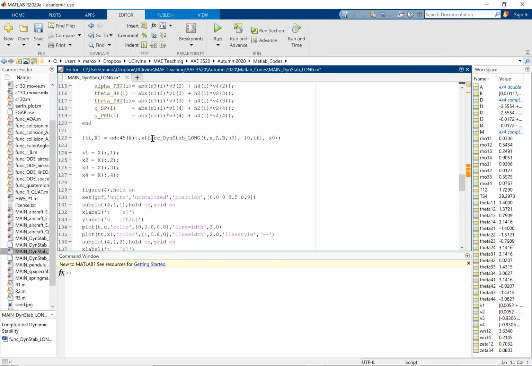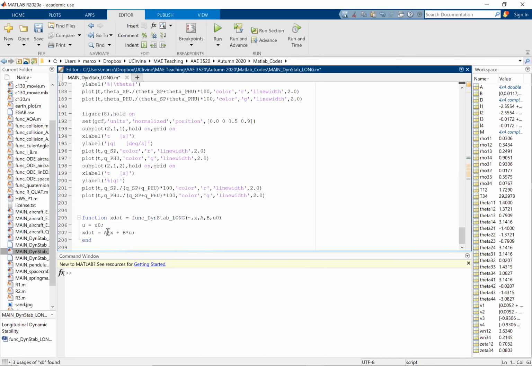So once again, here we have the input: the time and the state, and I'm passing also parameters, the A and B matrices, and the control U0, the initial and final time of integration, and the initial condition in terms of state. So here it is. This is all you really need. U is constant and is equal to U0, so x dot is equal to AX plus BU.